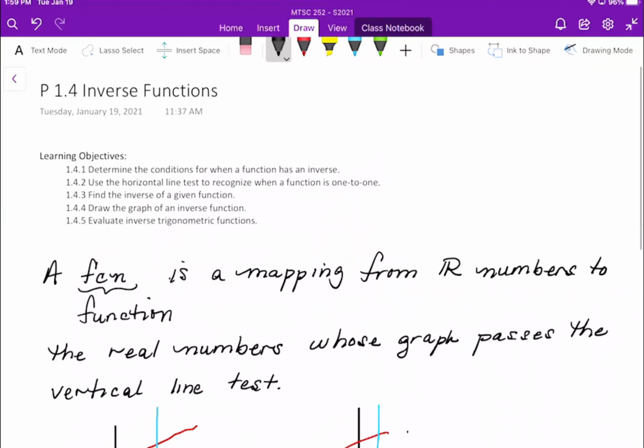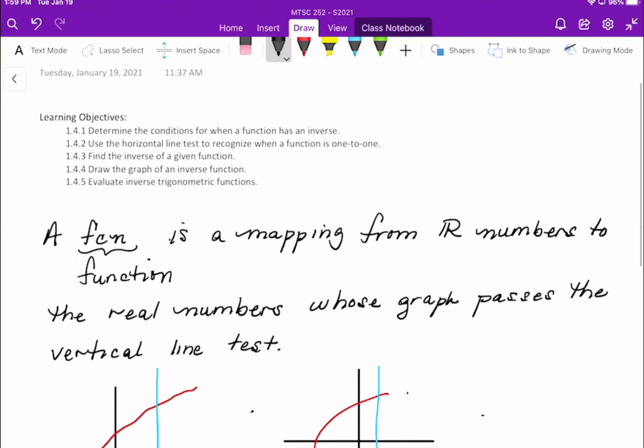Oh, I forgot to go over our learning objectives. To determine the conditions for when a function has an inverse, to use the horizontal line test to recognize when a function is one-to-one, to find the inverse of a given function, draw the graph of an inverse function and evaluate inverse trigonometric functions. So that's what we're trying to do in this section.